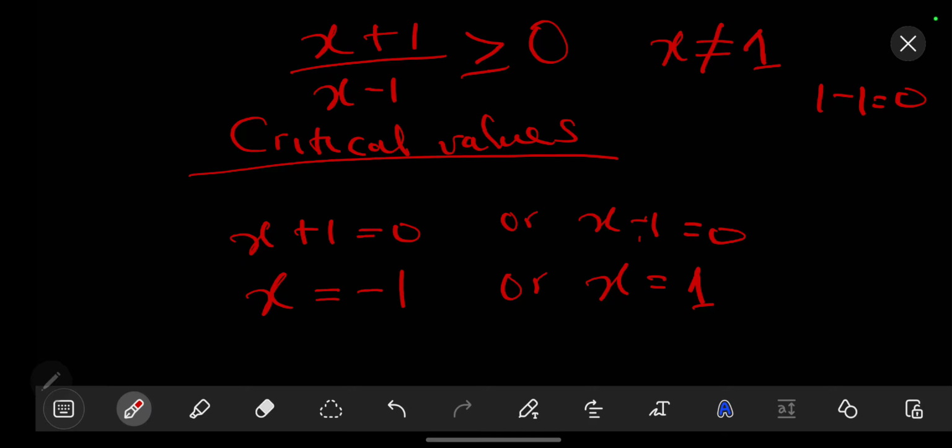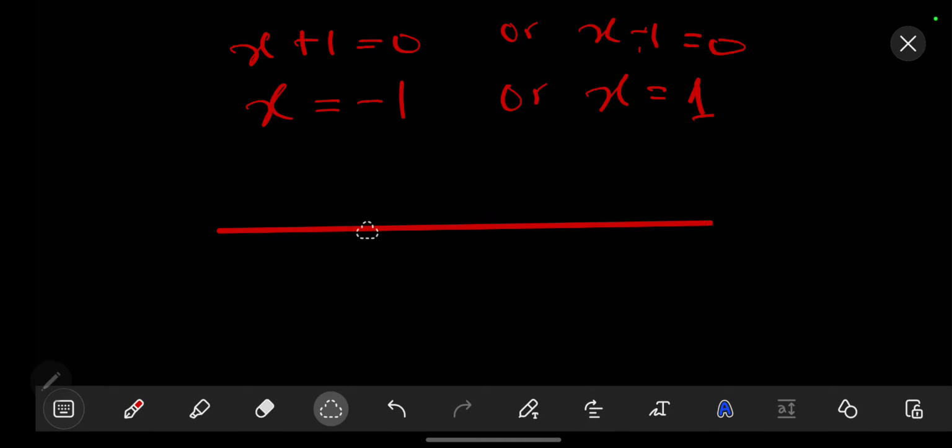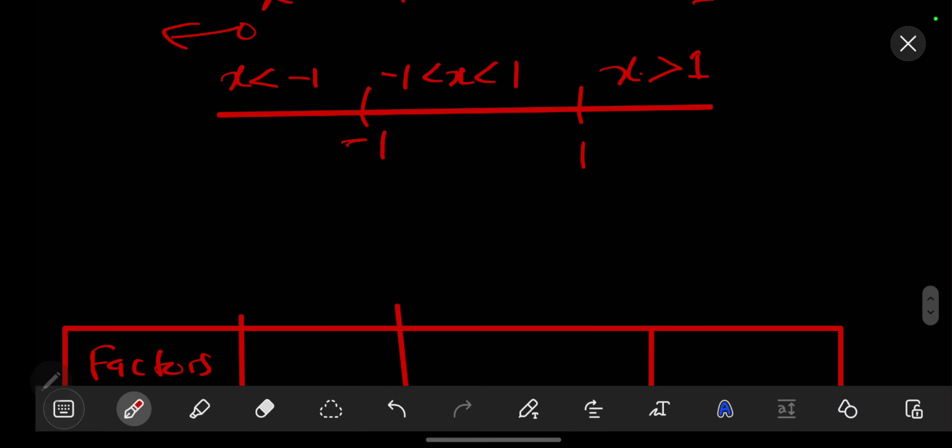So if this is the case, then what we are going to do is come up with a table of values. Our number line should have our -1, which is smaller than 1. Same approach: all the values on this side are less than -1, and here all the x values are greater than 1. Then here we are going to have an interval, which is -1 less than x less than 1, like that.